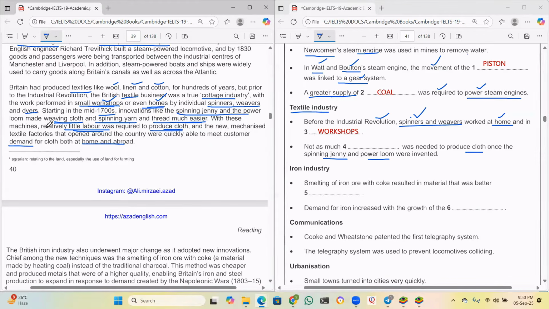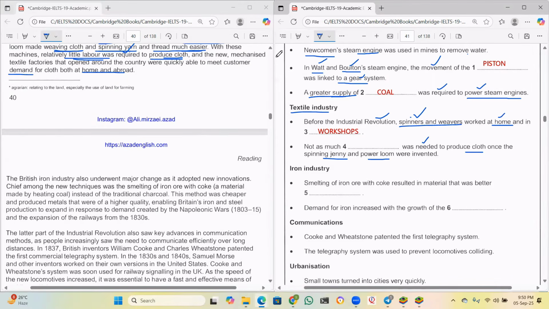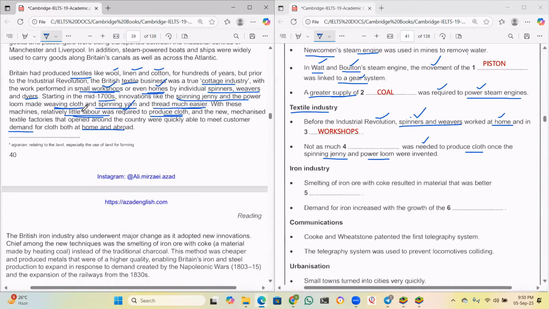So what are the keywords here? Relatively little, was required. Required and needed, they are synonyms. So what is the answer? Relatively little labor. So little labor is our answer, but only one word. So what is our answer? Obviously it is labor. Okay, so labor is my answer.